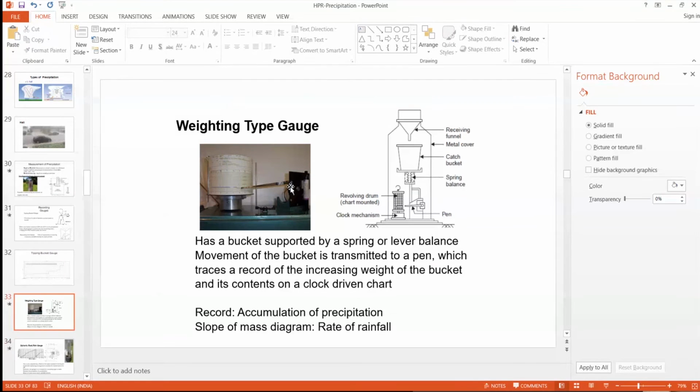Next is a weighing type gauge. This is the schematic.